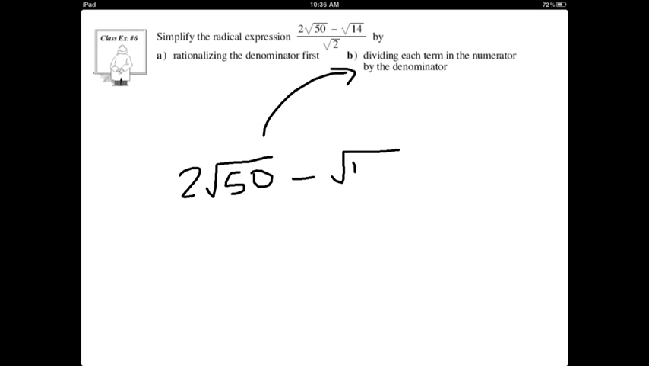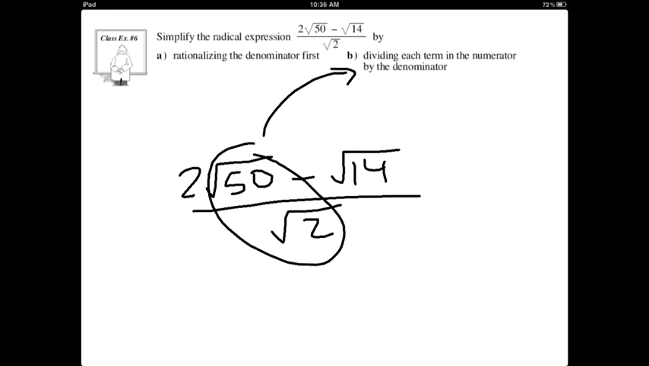The second method, of course, is where you're going to be dividing each term in the numerator by the denominator. So you've got 2 root 50 minus root 14, all divided by root 2. Well, root 50 is divisible by root 2, and that's going to give you 2 root 25. Root 14 divided by root 2 is going to be root 7.